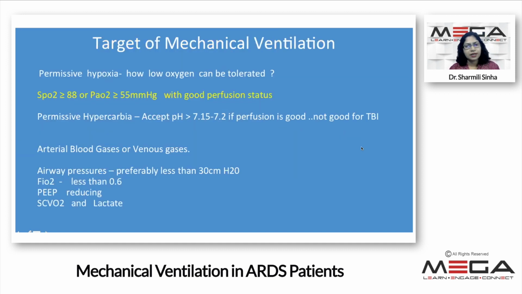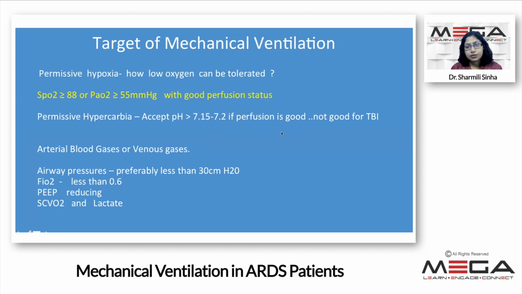So what are the targets of mechanical ventilation in these patients? Permissive hypoxia is a concept which has always been practiced in this subset of patients. It has always been a question of debate how low oxygen can be tolerated, how low can we go in terms of accepting the PO2 values. A PO2 of more than 50 to 60 millimeter of mercury with good perfusion status is said to be acceptable. And in terms of SpO2, more than or equal to 80 to 85% is also acceptable. Regarding permissive hypercapnia, if the pH is remaining above 7.25, this is also acceptable.